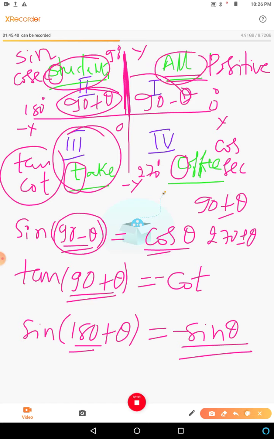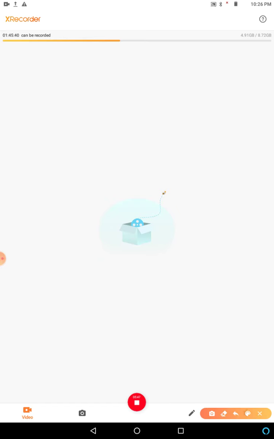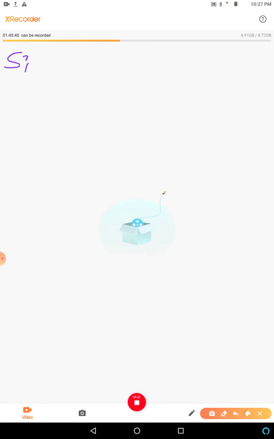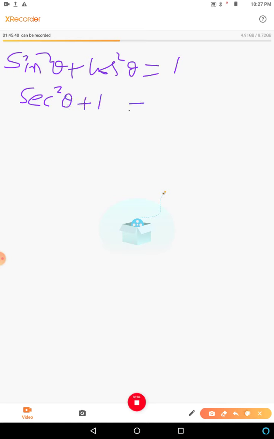All students take coffee. So now I will write some important trigonometric formulas. The first important trigonometric formula is sin square theta plus cos square theta is 1. Secant square theta will be equal to 1 plus tan square theta.